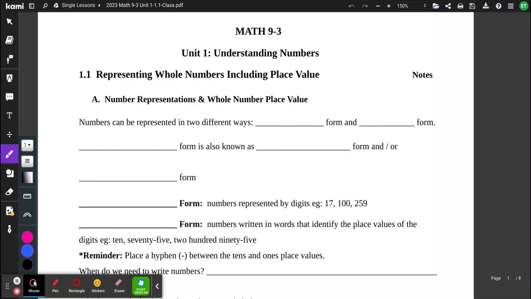So for number representation, and whole number representation for place values, we're talking about numbers, and they can be represented in two different ways. First, we have numeric form, and then we have word form. Numeric form is also known as standard or decimal form.